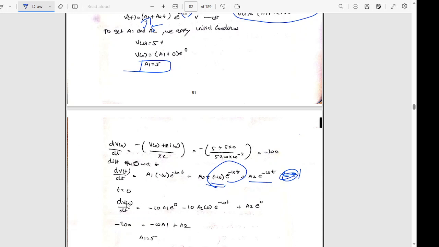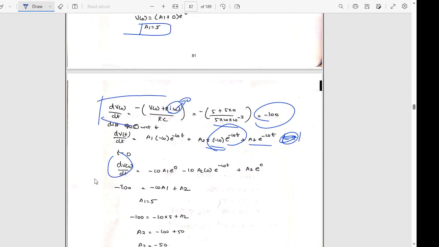Now substitute t equals 0. dv of 0 by dt equals minus 10 a1 e power 0 minus 10 a2 multiplied by 0 e power minus 10t plus a2 e power 0. So a1 value we know, so minus 10 into 5 plus a2, and dv of 0 by dt we need to find out using this formula: minus of v of 0 plus r i of 0 by rc. i of 0 is 0, so this part will be 0. So minus of 5 plus 0 by 5 times 10 into 10 power minus 3 will be minus 100.